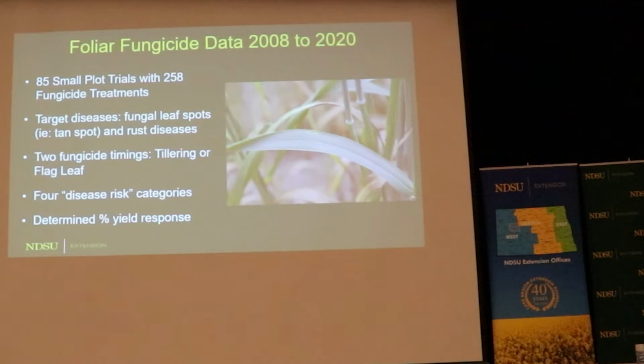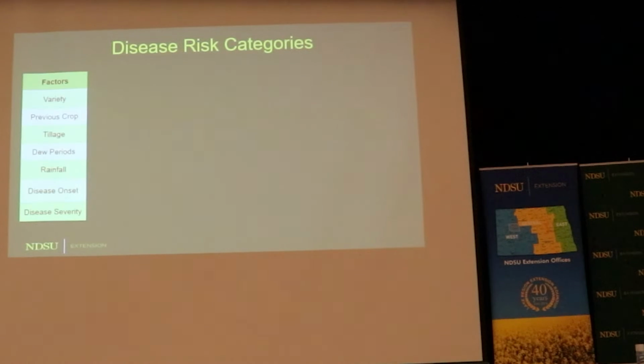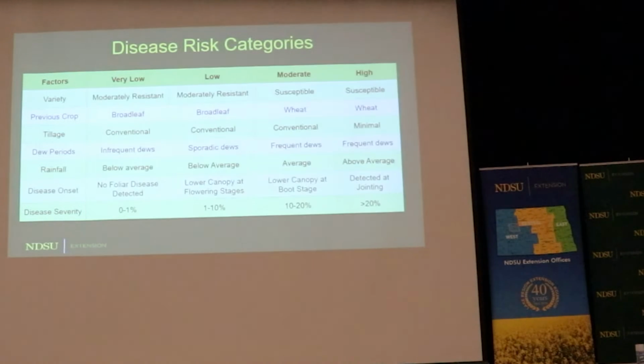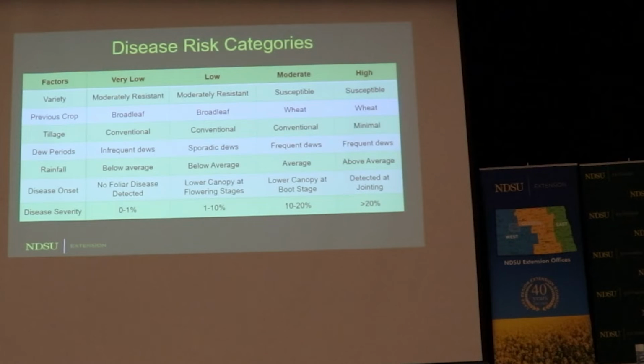So what factors do I look at if we want to think about disease risk categories? Here are the factors that I consider: variety, the previous crop, tillage, dew periods, rainfall, when the disease started to occur, because the earlier a disease gets into a field, the greater the chance of yield loss, and then finally year-end disease severity. So what are these four categories that I created? I created a very low, low, moderate, and high.